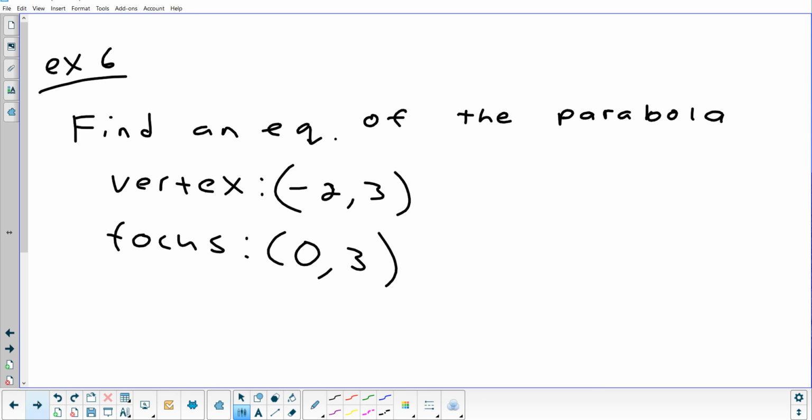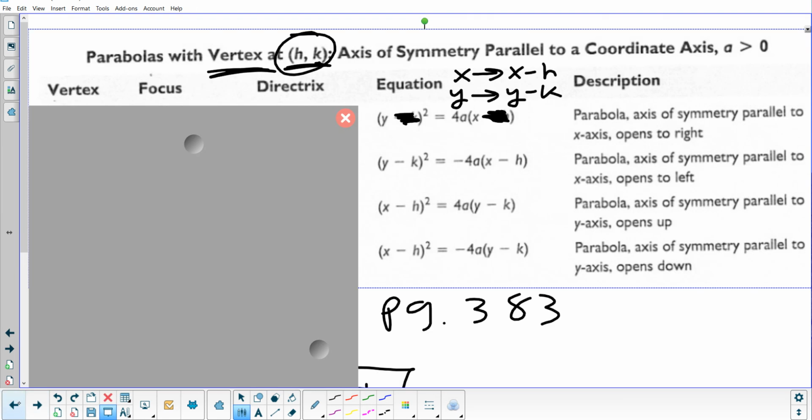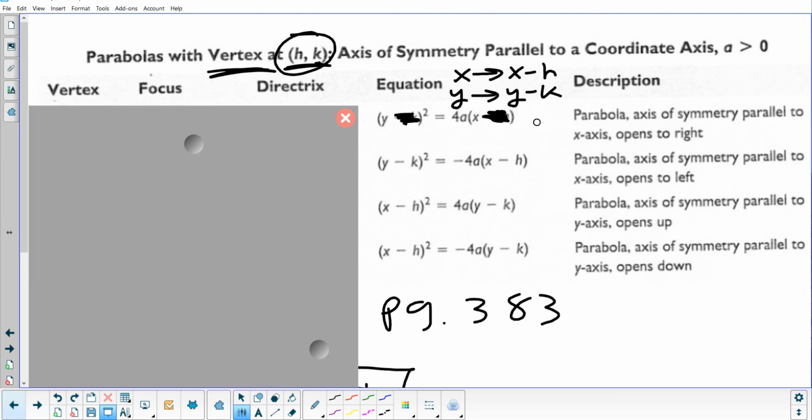Okay, let's figure out h and k first. What number on the board is h? Yep. This is h. -2. What number is k? Yep. 3. There's still one more number we have to figure out, and that's a. But we also have to figure out which one of these 4 equations we are using.